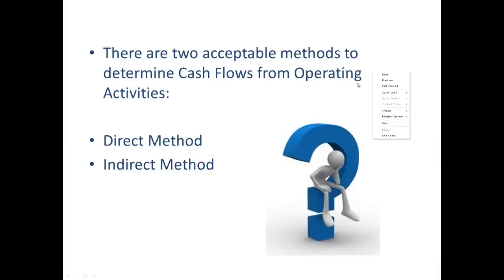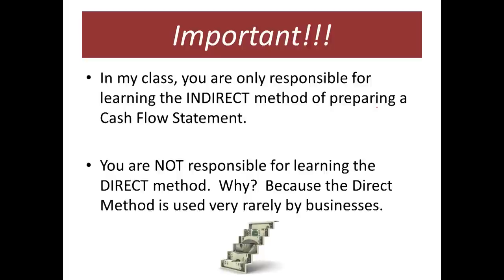There are two acceptable methods to determining your cash flows from operating activities. There's the direct and there's the indirect. I just showed you that, right? But in my class, you're only responsible for learning the indirect method. And why is that? Because almost everybody uses the indirect method. I hardly ever see the direct method. I can't remember the last time I saw the direct method used. So remember, the only way that those two differ is how they arrive at the operating cash flows number. They both arrive at the same number.